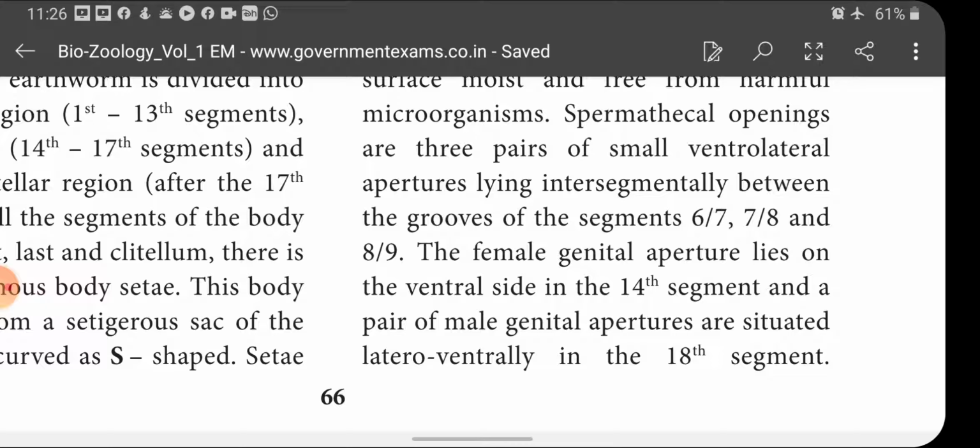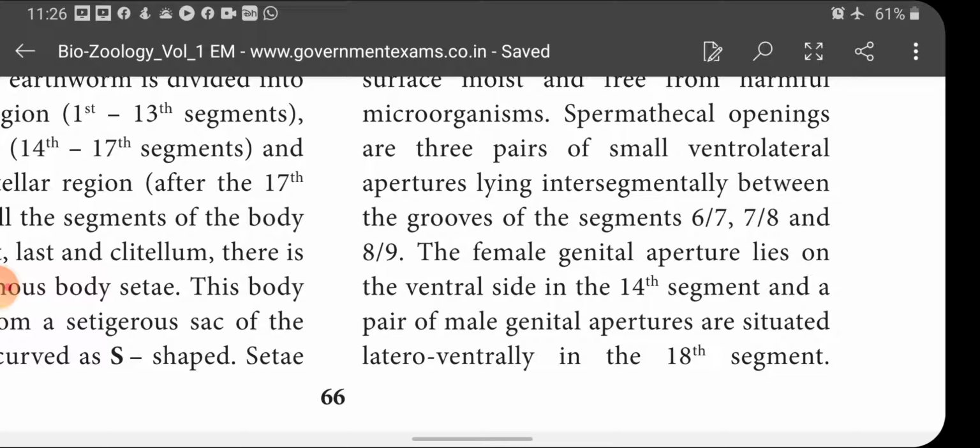Next is the spermathecal openings, which are three pairs of ventrolateral apertures lying intersegmentally between the grooves of segments 6-7, 7-8 and 8-9. Actually there are three pairs of spermathecal openings. Where are they located? Ventrolaterally, intersegmentally between the grooves of segments 6-7, 7-8 and 8-9.